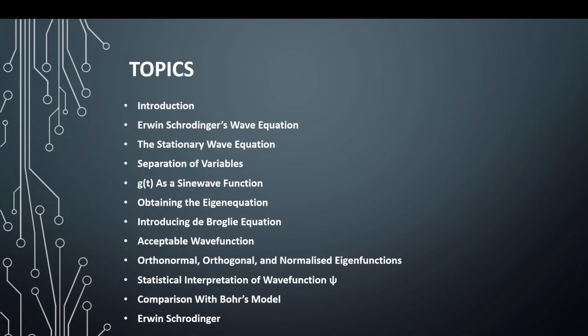For simplicity, we will discuss it under the following points: introduction, Erwin Schrodinger's wave equation, stationary wave equation, separation of variables, g(t) as a sine wave function, obtaining the eigenequation, introducing the de Broglie equation, acceptable wave function, orthonormal, orthogonal, and normalized eigenfunctions, statistical interpretation of wave function psi, comparison with Bohr's model, and lastly about Erwin Schrodinger himself. So let us discuss point-wise.